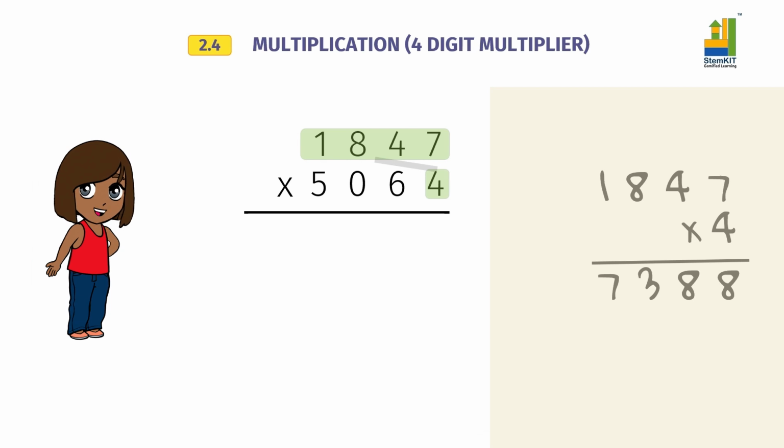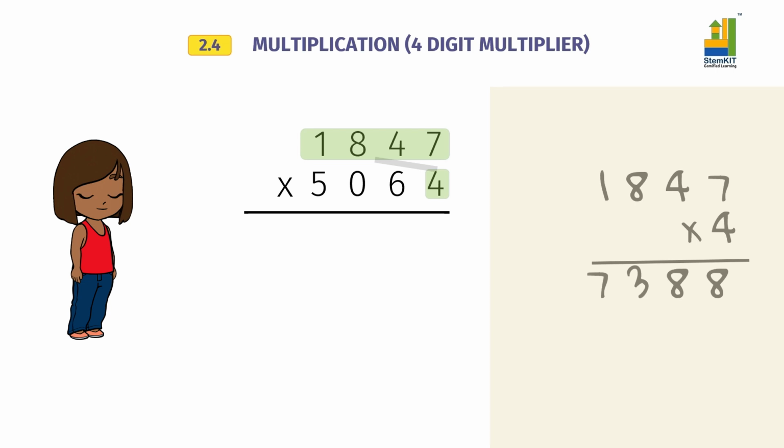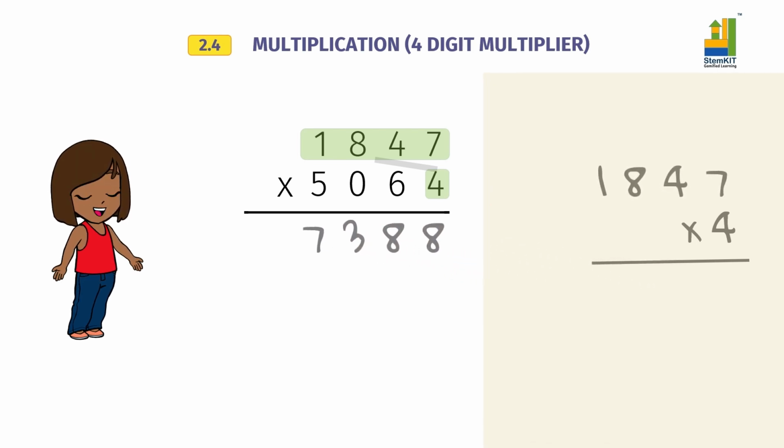As you know, to multiply 1847 with 5064, we first multiply 1847 with the unit digit of the multiplier, 4. 1847 into 4 equals 7,388. Write 7388 in the first row.